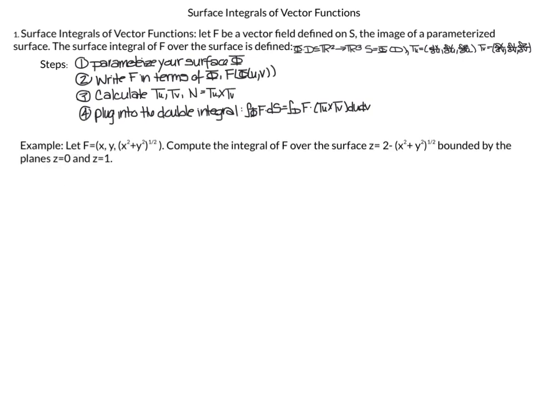Our next problem is f equals xy times the square root of x squared plus y squared, and we want to compute the integral of f over the surface z equals 2 minus the square root of x squared plus y squared. And also we have this surface bounded by the planes z equals 0 and z equals 1. The first thing we want to do is get a feel for what this surface is, so I went ahead and graphed it here.